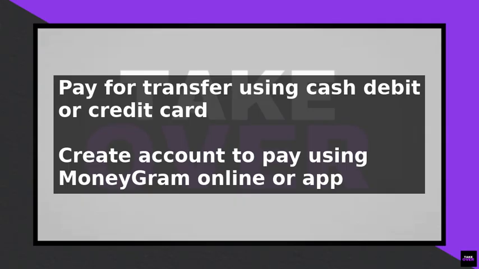In conclusion, paying using MoneyGram is a straightforward process that can be completed in a few easy steps. By following the guidelines outlined in this tutorial, you can send money quickly and securely to almost anywhere in the world. Remember to always use MoneyGram services responsibly and to be aware of the fees and exchange rates associated with the transfer.